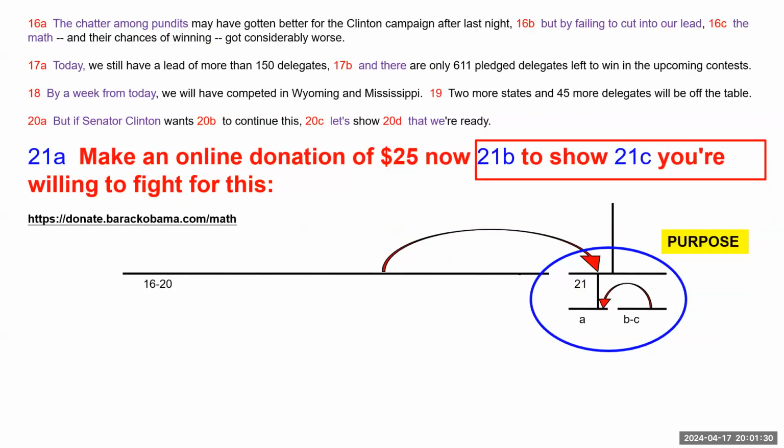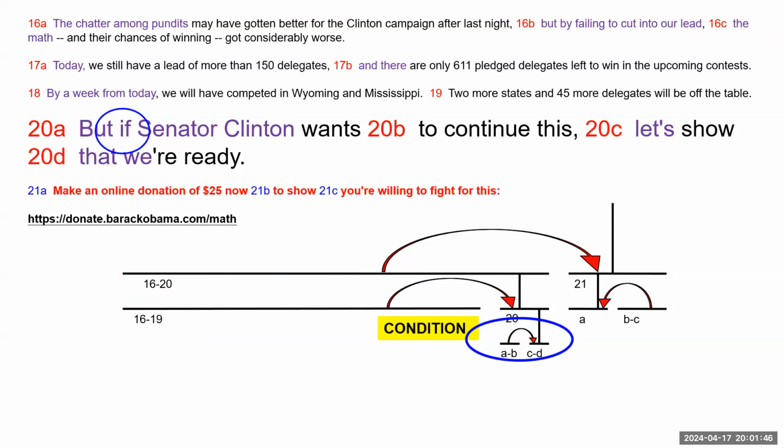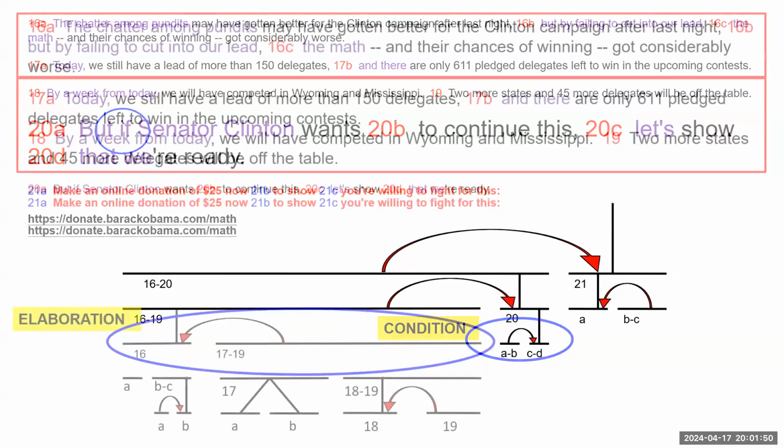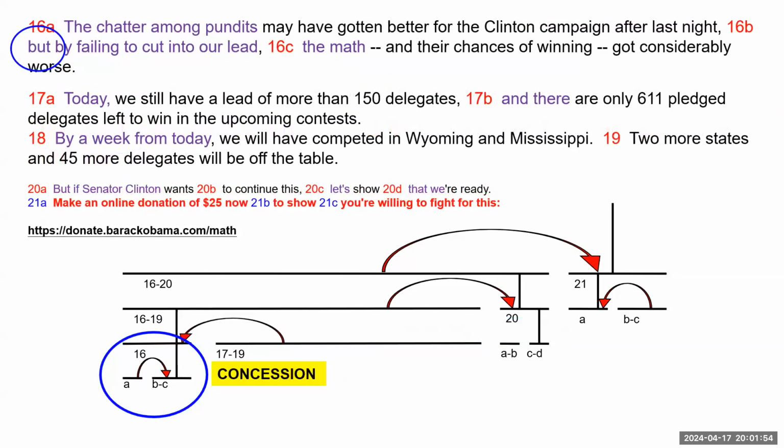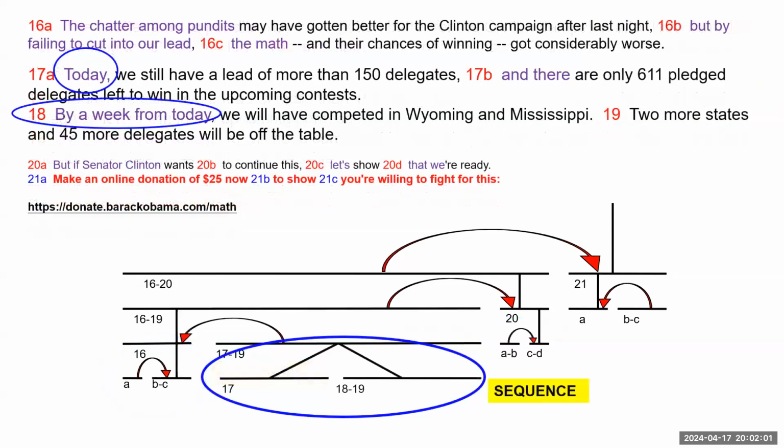How do you know its purpose? Well, to show. The to-infinitive form of the verb. How do you know it's concession? Well, the conjunction but. How did you know it was condition? The conjunction if. You have elaboration. You have concession, again the conjunction but. And then you have a sequence: today, by a week from today. This puts as theme what? You're putting as theme time, reference to time. It indicates a sequence. The point I was making is that the rhetorical structure is not just an interpretation. It is not just a subjective interpretation. It is very much signaled by the grammar.